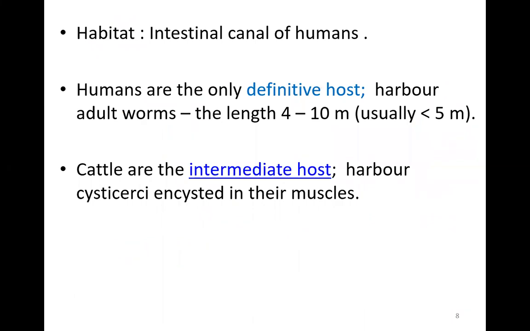The parasite lives in the intestinal canal of human beings. Humans are the definitive host, and they harbor adult worms, the length being 4 to 8 meters, usually less than 4 meters. The cattle, like buffaloes and cows, are the intermediate host, which harbor the larval form, the cysticerci, encysted in their muscles.